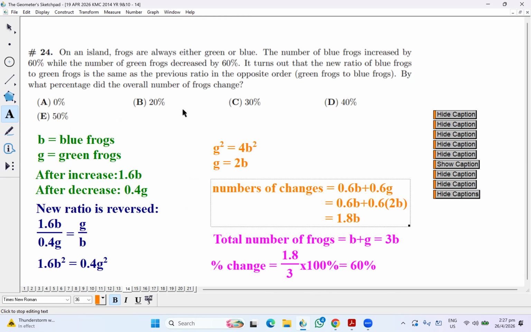By what percentage did the overall number of frog change? Overall number of frog change. Overall total frog is 3B because G is twice B. Then increase by 60% and decrease by 60%. 1.8.